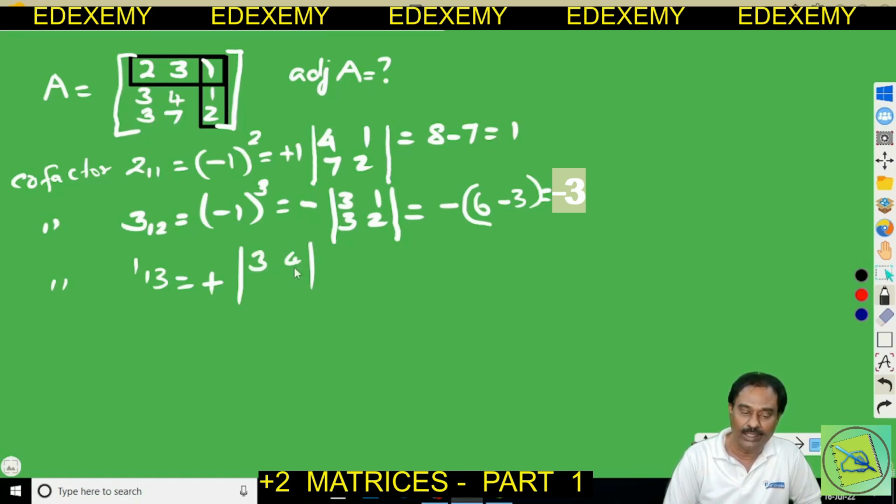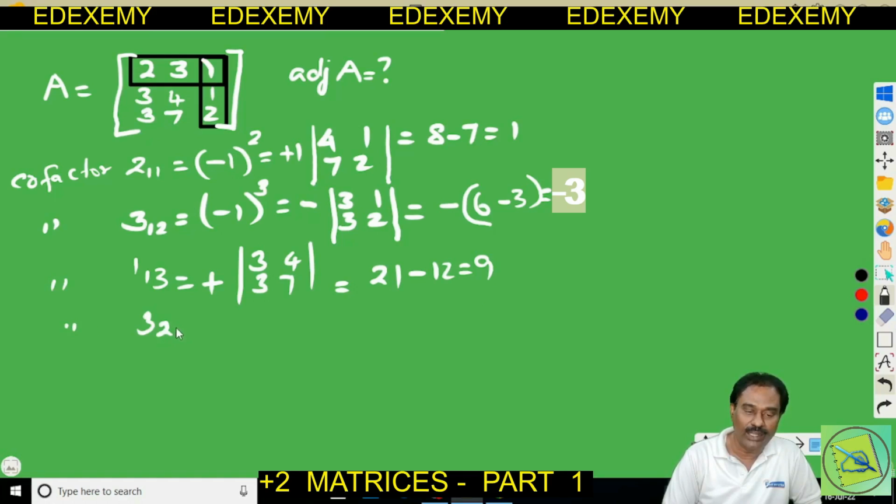Therefore, the remaining numbers are 3, 4, 3, 7. You write here 3, 4, 3, 7, which is equal to 3 7s are 21, 3 4s are 12, minus 12, which will be 9. So, 9 is the cofactor of 1, first row, third column.